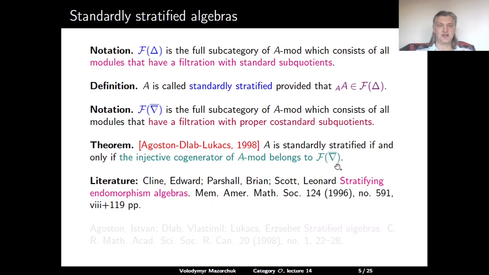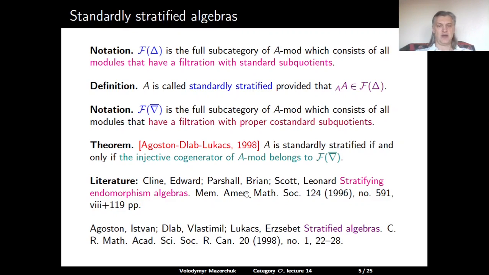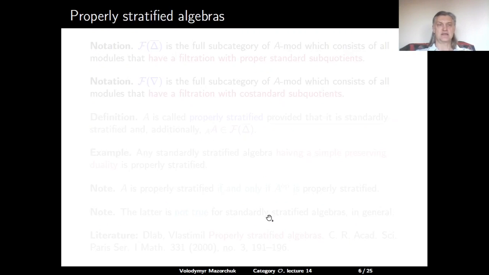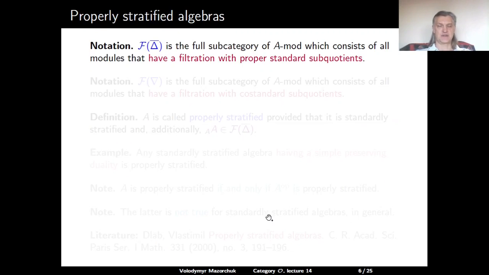The relevant literature for these notions is the Memoirs paper of Cline, Parshall, and Scott, which is called Stratifying Endomorphism Algebras, and the paper of Ágoston, Happel, and Lukács, which is called Stratified Algebras, from 1998. Next, let us discuss properly stratified algebras.